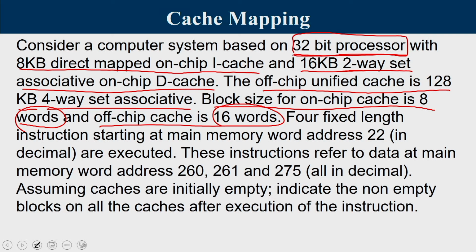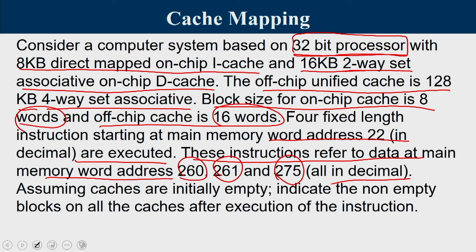4 fixed length instructions starting at main memory word address 22 in decimal are executed. So we have 4 fixed length instructions with word addresses 22, 23, 24 and 25. They are executed, and these 4 instructions refer to data at main memory word addresses 260, 261 and 275, all in decimal. Assuming caches are initially empty, indicate the non-empty blocks on all the caches after execution of the instructions.